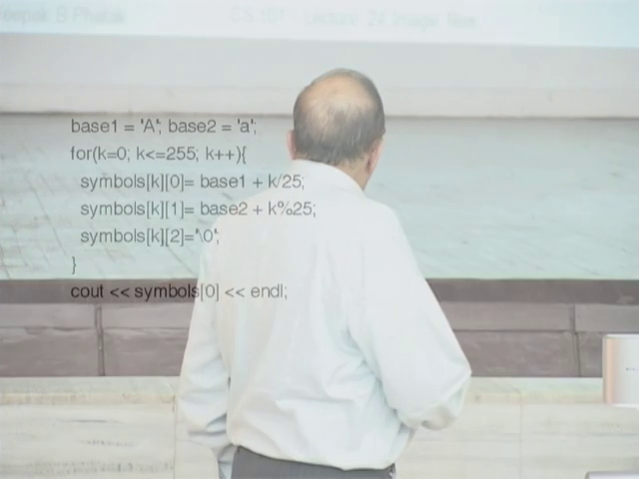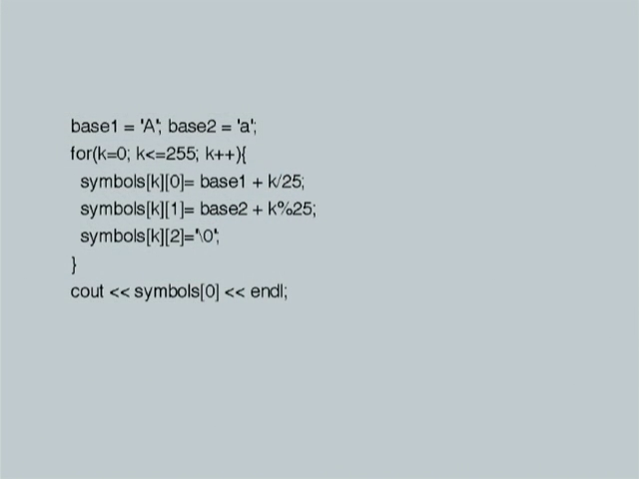I have not assigned colors to keys, but I have generated unique pairs of characters which can be used to represent colors. I, of course, put a slash null to say that each one of the elements of the symbols two-dimensional array is actually a character string. I print these symbols just to make sure that I get whatever I want. Please note I am printing symbol 0.